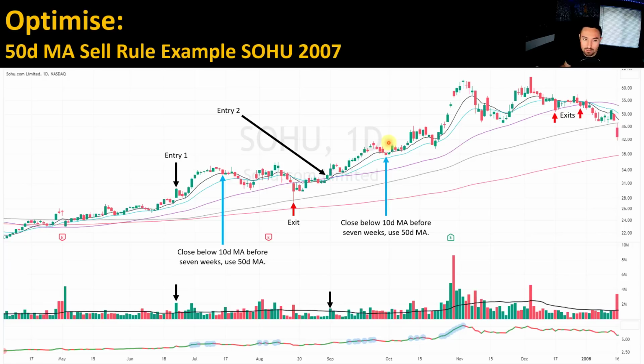Now it closes below the 10-day moving average here before 7 weeks. So what happens? The 50-day simple moving average rule kicks in, and then the exits would be in this kind of vicinity in here, because even though it starts closing below over here, you're waiting for a close below the 50-day moving average. Make sense? I don't think it's that complicated, is it?